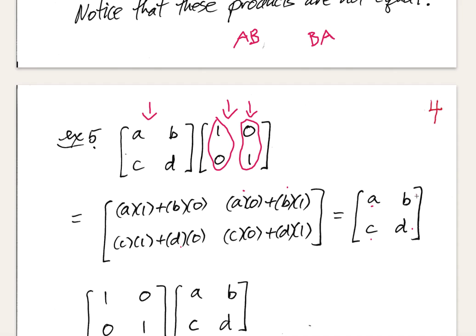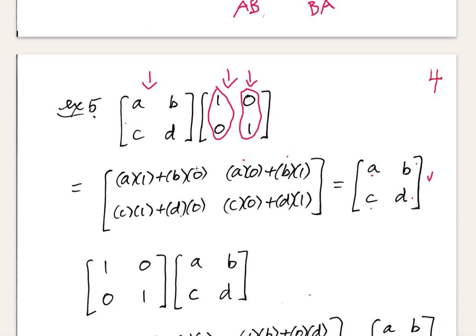What do you notice here? When I have the matrix A, B, C, D, and I multiplied it by 1, 0, 0, 1 on the right, I got that same matrix A, B, C, D back. Okay? It didn't change it, did it? It didn't change that matrix on the left at all.